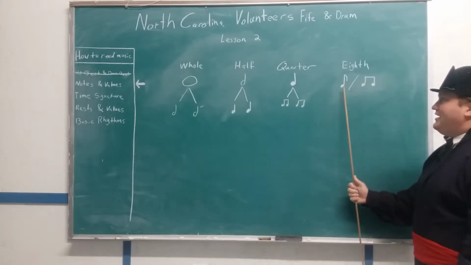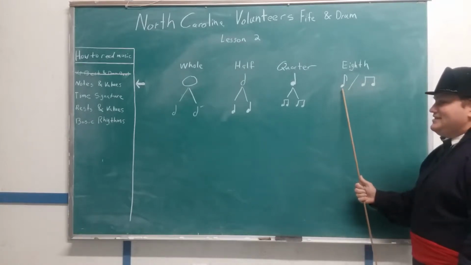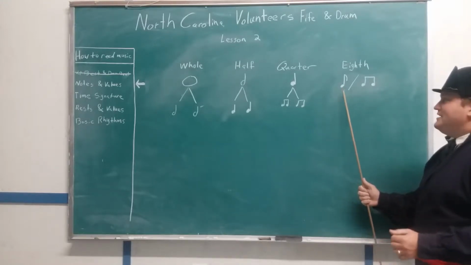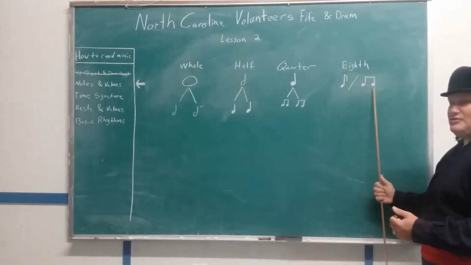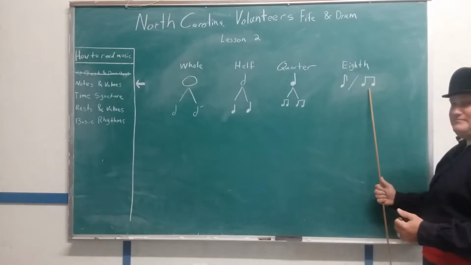Now, I have an eighth note written here two different ways. This is a single eighth note. You don't really see too many eighth notes all on their lonesome. Usually they're strung together, and so this is how it would look if there were two eighth notes. So it's basically attached to the other one.